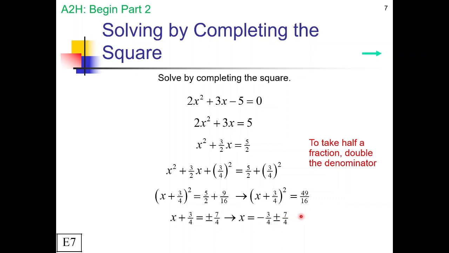In whatever order, if I do negative 3/4 plus 7/4, that's going to be 4 over 4, which is just 1. And if I do negative 3/4 minus 7/4, that's going to be negative 10 over 4, which I could reduce if I wanted to negative 5 over 2. So the funny thing is, this one actually could have been solved by factoring since you ended up with rational answers, but you don't always know that going into this.